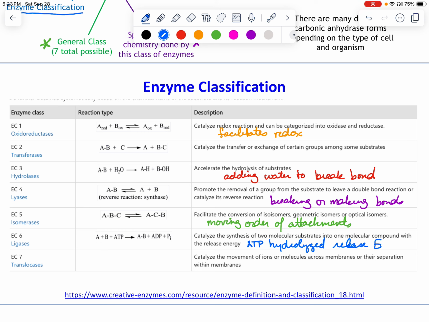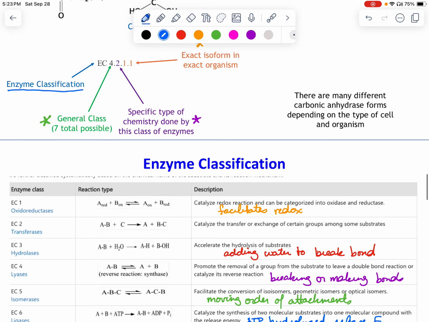And this last one's kind of interesting because it is actually not a chemical reaction here, but this catalyzes the movements of ions or molecules across membranes. So those are our main numbers. Those are the ones indicated by this first number.